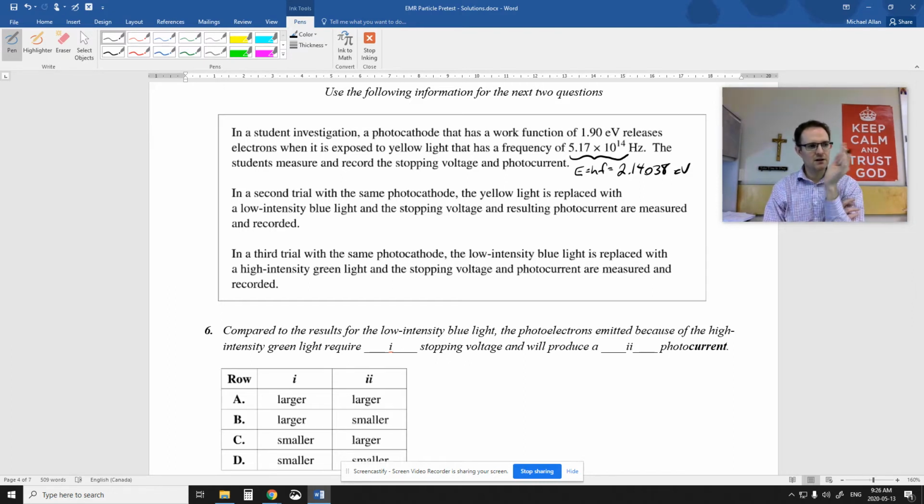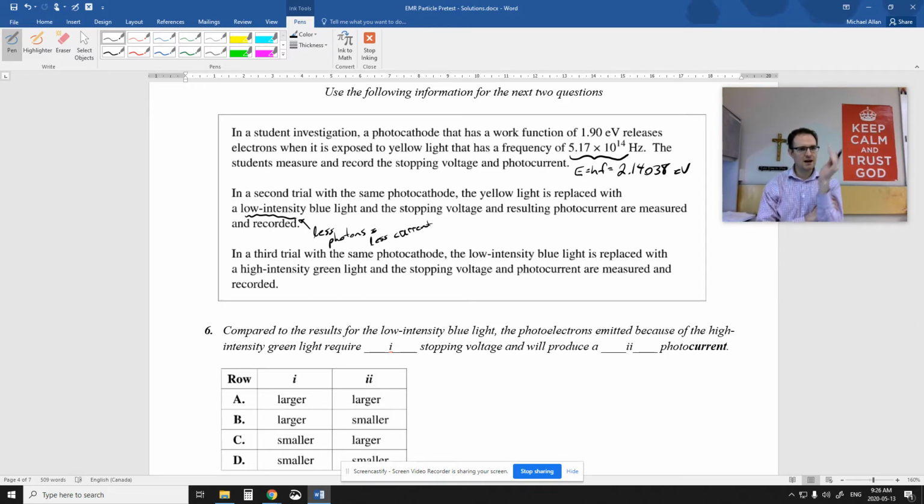And then they record, so we've got all these electrons coming out now, and then you record the stopping voltage. Okay. In a second trial, they use the same photocathode. The yellow light is replaced with a low intensity blue light. So remember what that does. That's going to change the number of photons. So less photons. So I'm just going to write that down here. Less photons equals less current. Okay, that's what that means. So less photons equals less current, because it's the 1-to-1. So less photons, less current are going to come.